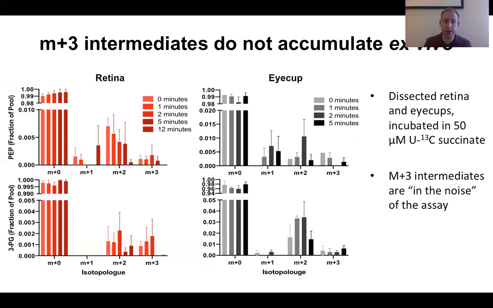And if they were, we might see the liver does a lot of gluconeogenesis, which has been confirmed previously. And we also found that when we take these retinas and eye cups and incubate them in a dish with 13C labeled succinate, we don't see any accumulation of M+3 PEP or 3PG. And that really just goes to show that the environment in vivo and ex vivo is really critical in dictating whether or not this gluconeogenic reaction is going to occur.